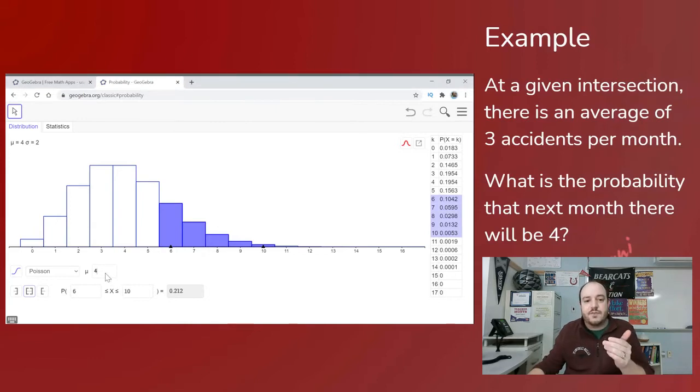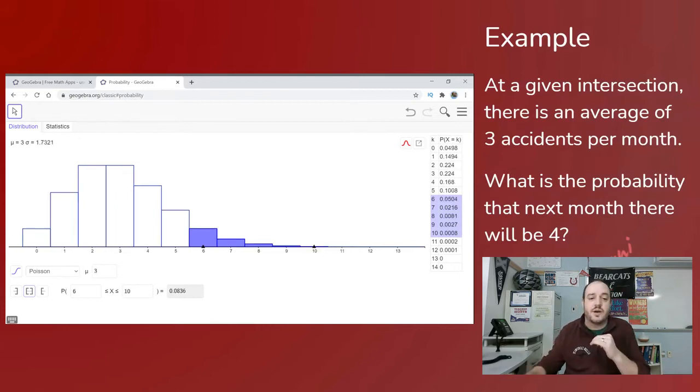So let's go ahead and look here. Obviously, as mentioned, the first thing it's asking for is the mean. Now, we just said that the average here was 3 accidents per month. So once I type in that 3 and hit enter, you'll see that my distribution has already changed shape to be more representative of this mean of 3 situation. Over here on the right-hand side, you can see all the probabilities for any number from 0 up to 14.